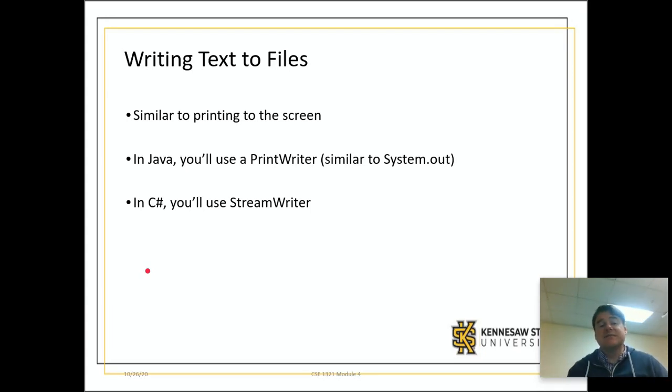All right, so how about writing text to files? Pretty much works the same way as writing to the screen. The only difference is that you're going to first open the file, and then you're going to use print writer or stream writer, depending on which language you're in, to actually put each line in there. And you do it line by line, just like you do on the screen. So you could have a while loop that prints out all the different lines.